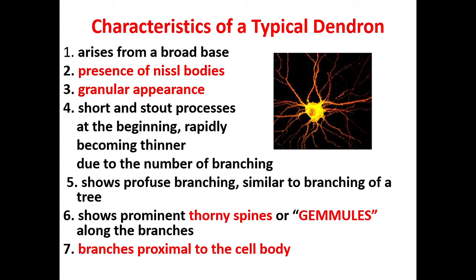A very important characteristic is number 6, the presence of gemmules or thorny spines along the branches of a typical dendron or dendrite. So take note of this: gemmules or thorny spines. And they branch proximal to the cell body, or they branch near the soma or the cell body.